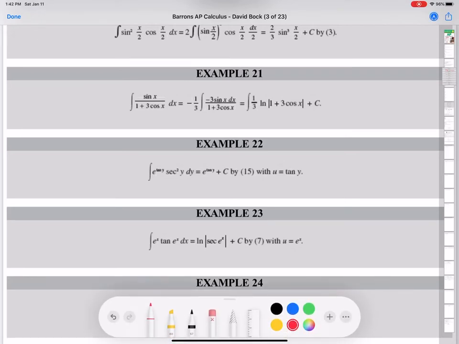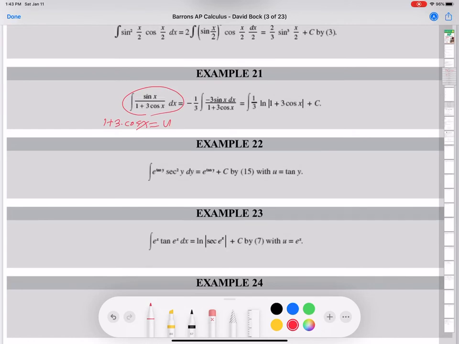What about example 21? Which part is going to be u? Definitely the bottom part. 1 plus 3 cosine x part is u. Why? Because the derivative of u part is negative 3 sine x. And then that sine x will be crossed out with the sine x in the top of the fraction, right?